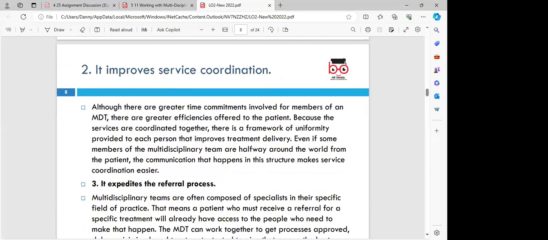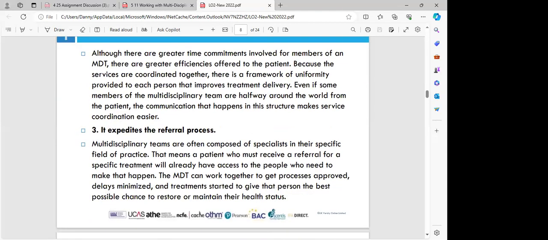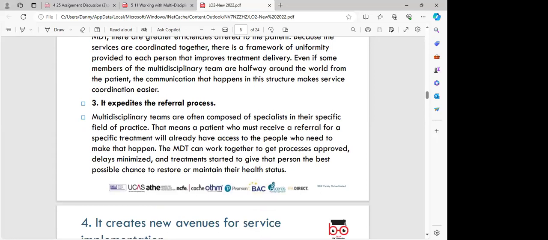Two, what does it do? It improves service coordination, which is very key. Although there are greater time commitments involved for members of an MDT, there are greater efficiencies offered to the patient because the services are coordinated together, which is very key. There's a framework of uniformity provided to each patient that improves treatment delivery. Even if some members of the multidisciplinary team are halfway around the world from the patient, the communication that happens is structured. Very, very important. Effective communication. And then the third point is that it expedites the referral process, which is very key.